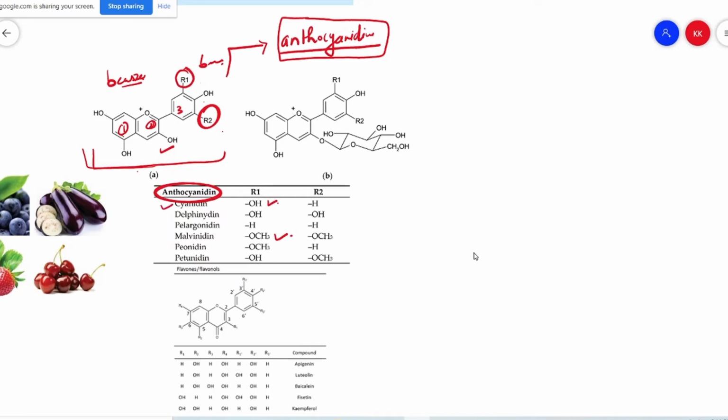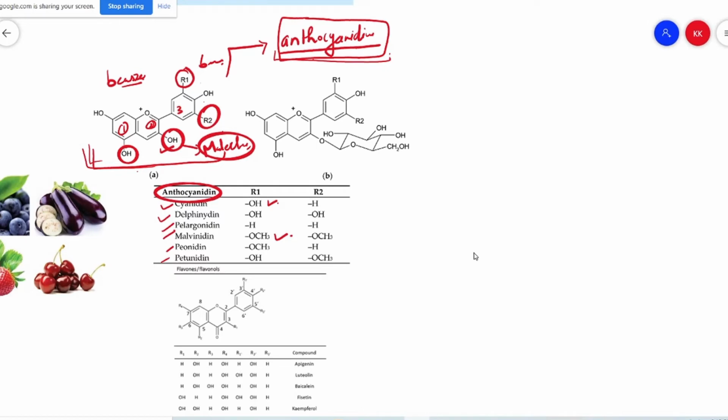It is called cyanidin, delphinidin, pelargonidin, malvidin, peonidin and petunidin. So you should know about this. If they are asking about the anthocyanidin, then they are talking only about the basic structure of anthocyanins. And when other types of molecules attach to the different hydroxyl groups present in the anthocyanidin molecule, these are called anthocyanins.